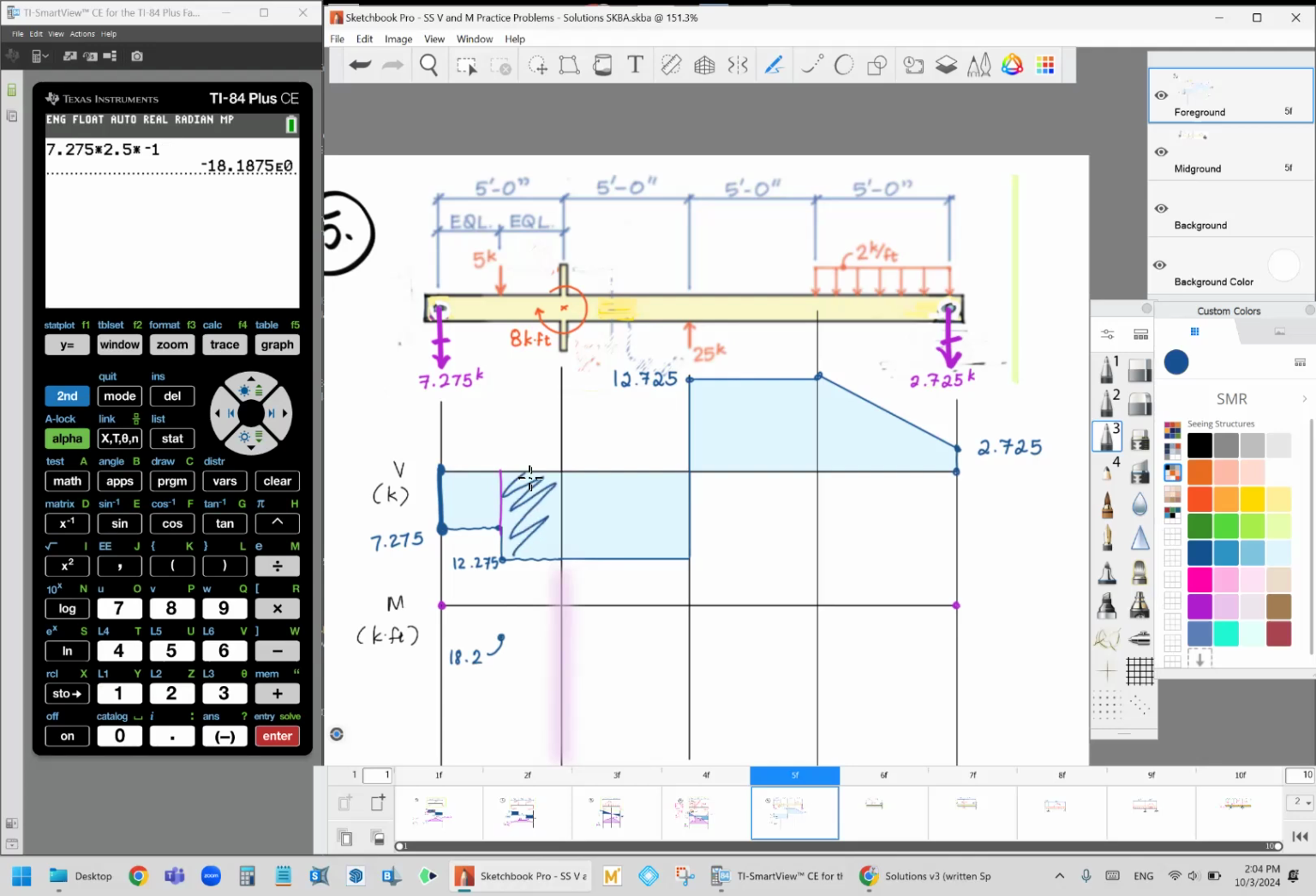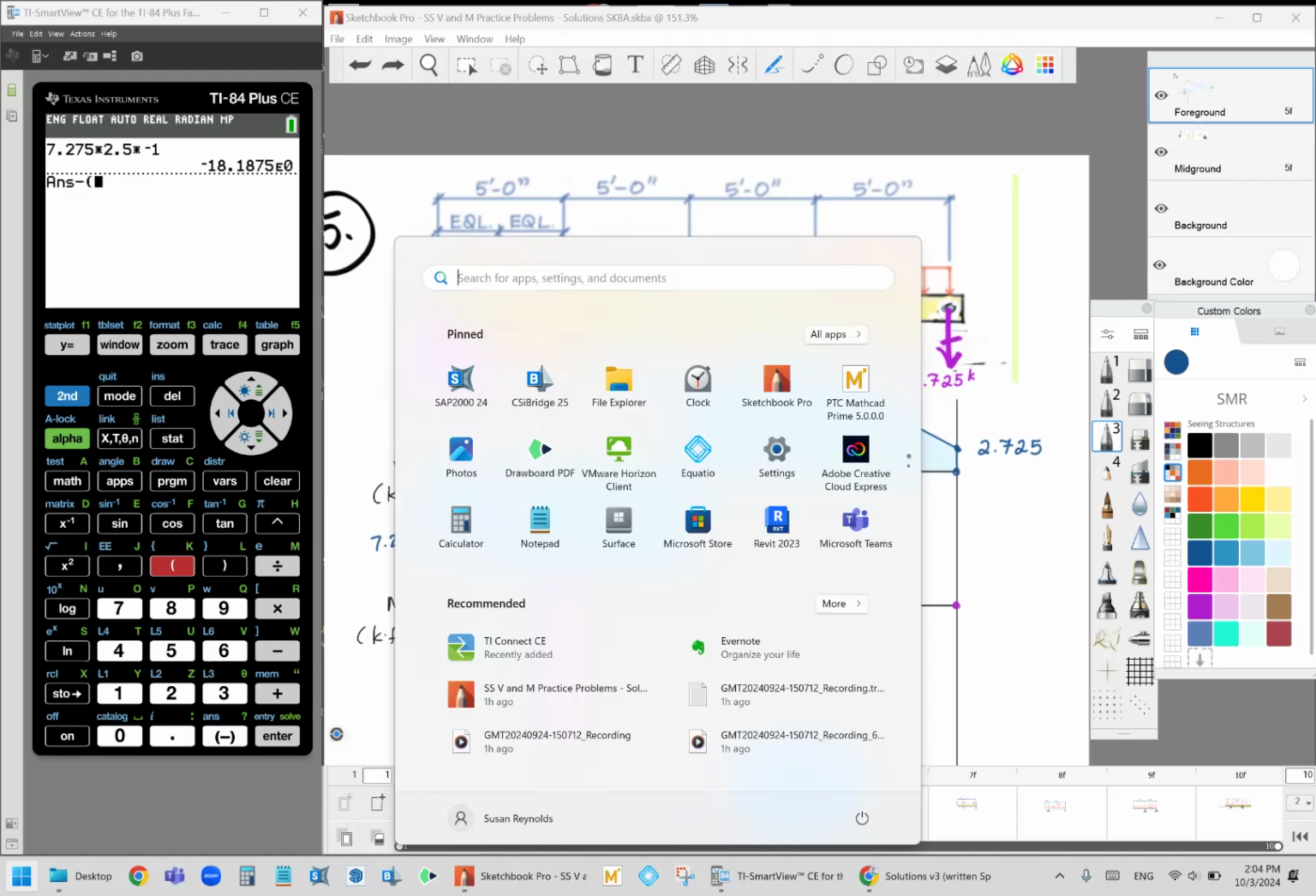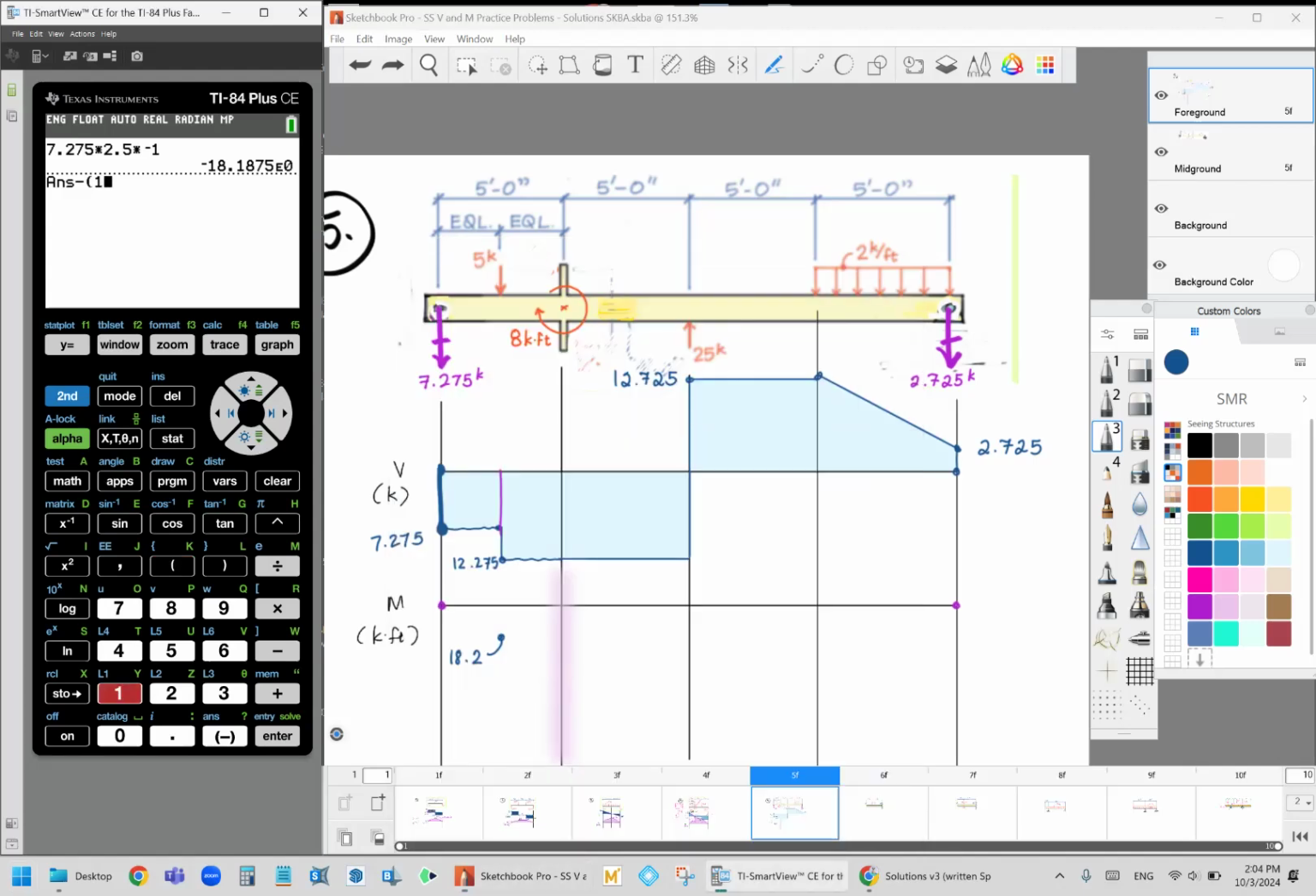So we've got our next area. And so I want a minus sign. Okay, so I want to subtract that. And let's see, the height is 12.275 kips times 2.5 feet. Okay, so that takes me down to negative 48.875. You know what, I'm going to round this to 48.9 there.